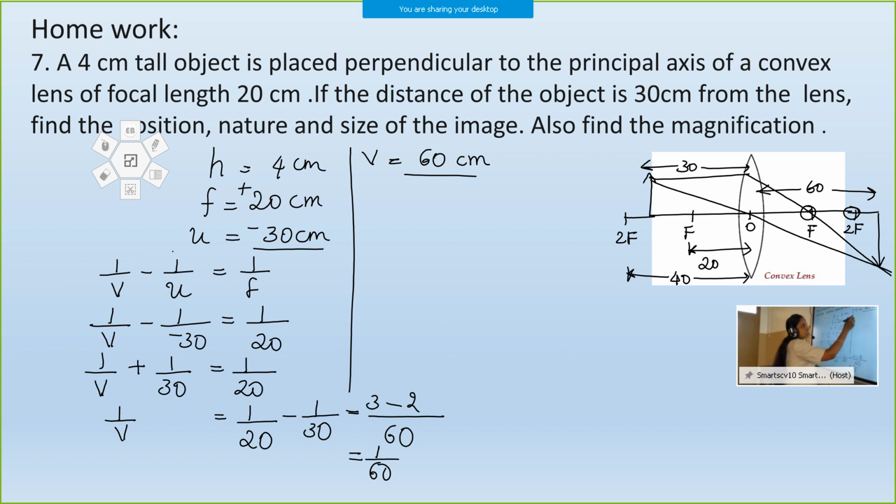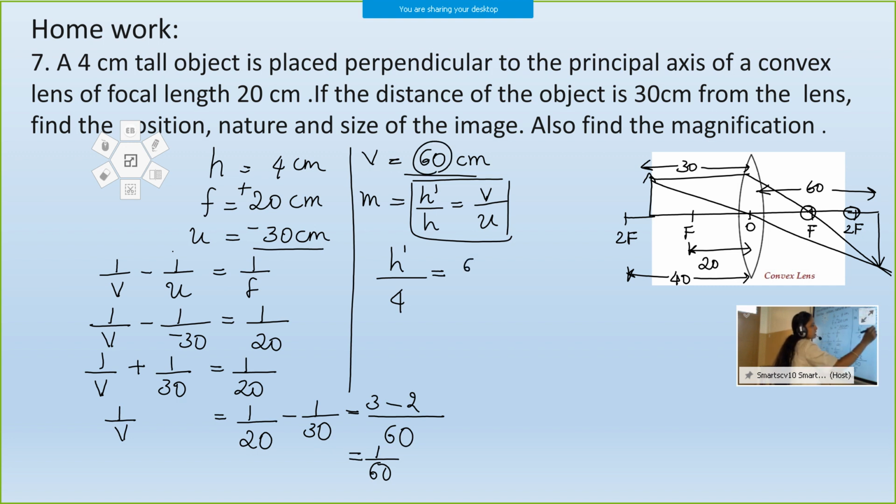How will you find out the size of the image? Using the equation for magnification. Magnification is h dash by h, that is equal to v by u. So we will consider only this part of the equation. What is h dash? h dash you have to find out. What is h? It is 4, equal to v by u. What is v? v is 60 centimeter. And what is u? u is minus 30 centimeter.